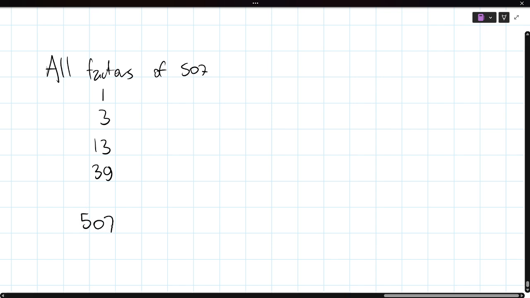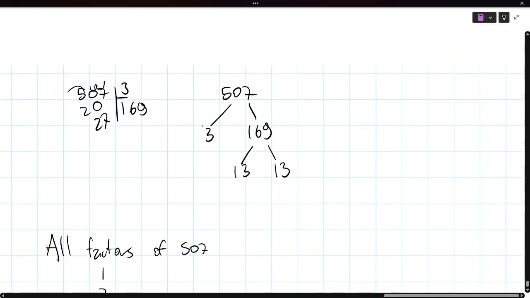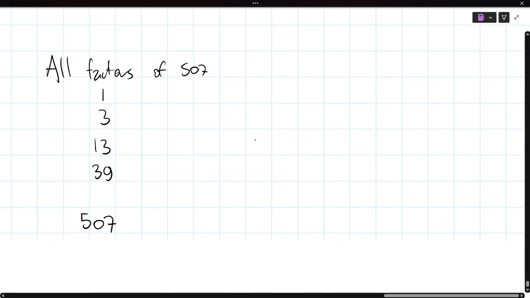I think I'm missing one other. Am I missing one other one? 39. No, I'm not missing any other one. I think. Yeah, I'm not missing any other factor. It's fine.